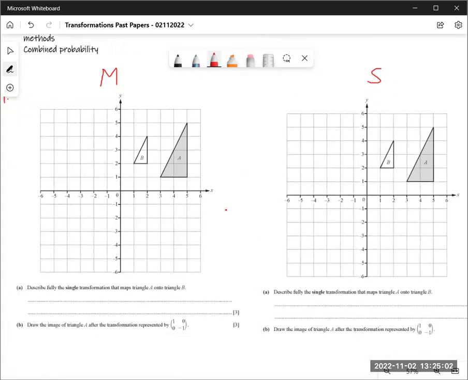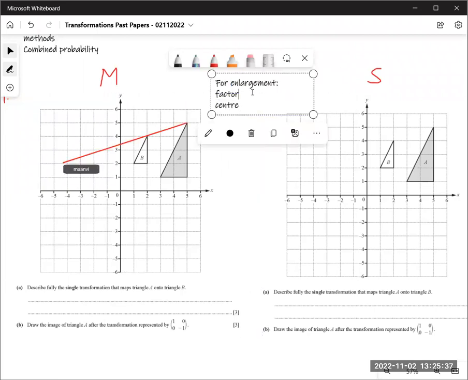Now, Anas, we know it is enlargement, right? But it's 3 marks. So we need 3 things. Now, when we're doing enlargement, what other factors are involved? For enlargement, we have the factor. We also have the center, right? So you told me it's enlargement, so we got 1 mark. But what is the factor? What is the center of enlargement?